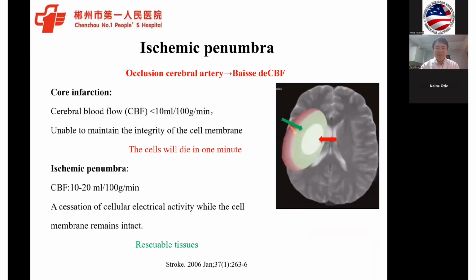When there is occlusion of the cerebral artery, the CBF will decrease, so there may be a core infarction. In the core infarction the cells will die within minutes, and there is also some ischemic penumbra. This will be rescuable tissues.